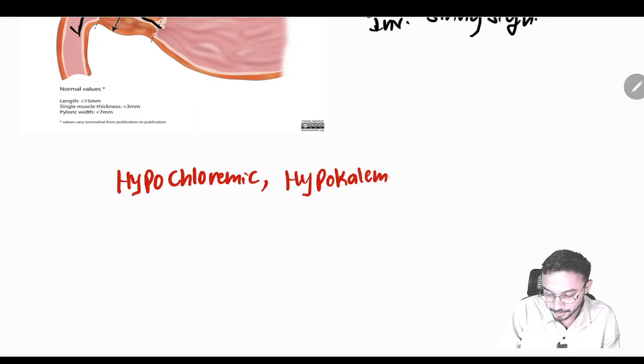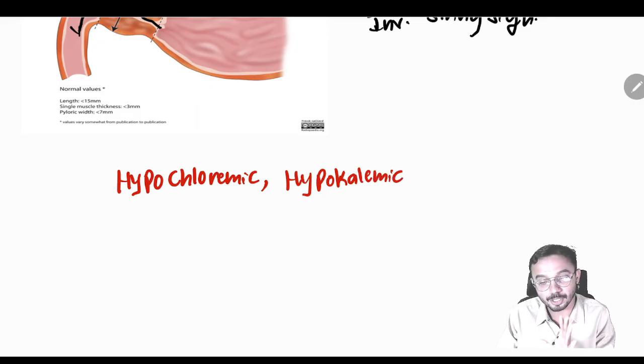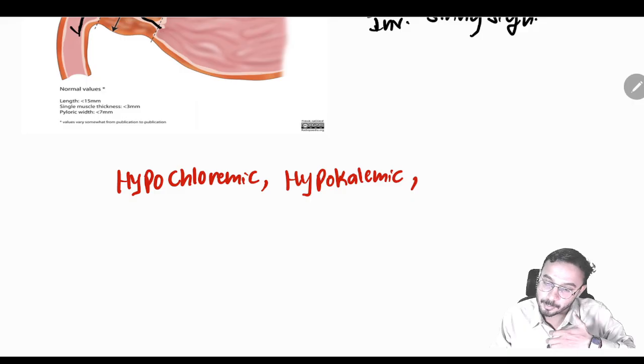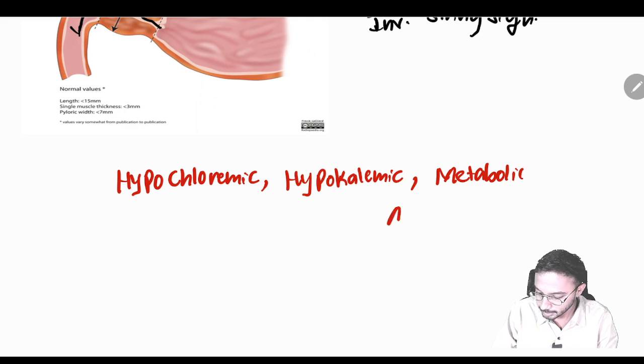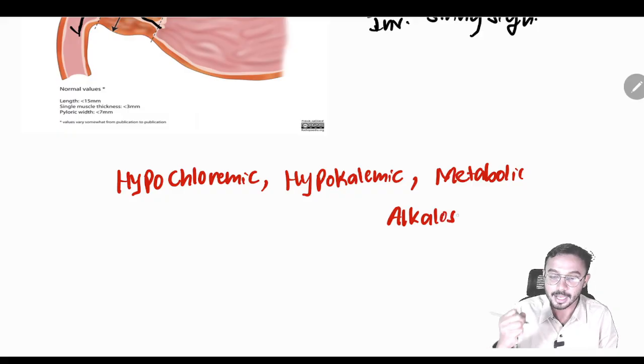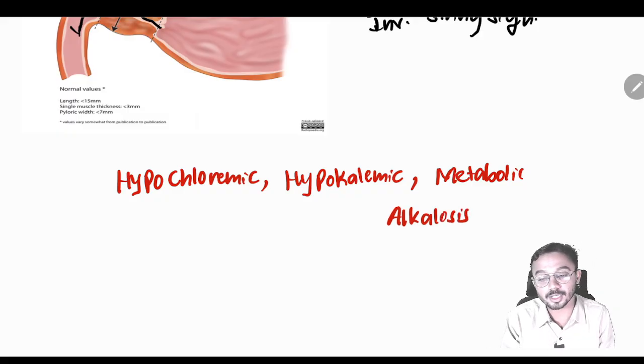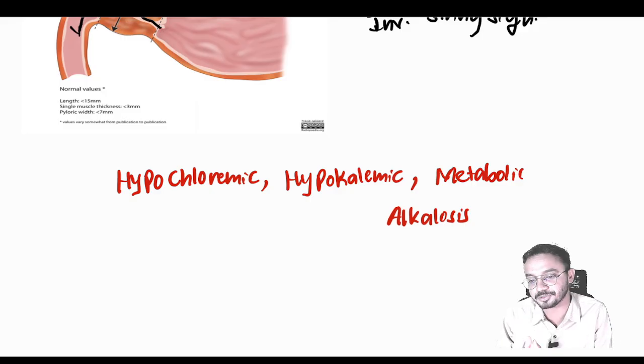Very, very important, which I am writing in this red color. Don't forget that; that's why I changed my pen color. With vomiting, acid is getting lost, so that's why metabolic alkalosis. If the child is having hypochloremic, hypokalemic, metabolic alkalosis, why? Due to this excessive vomiting.